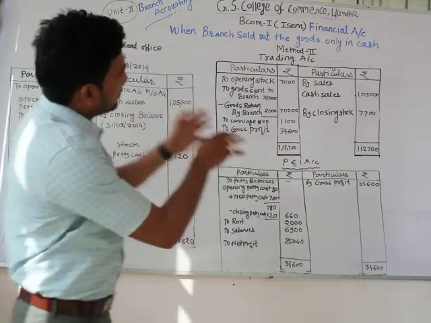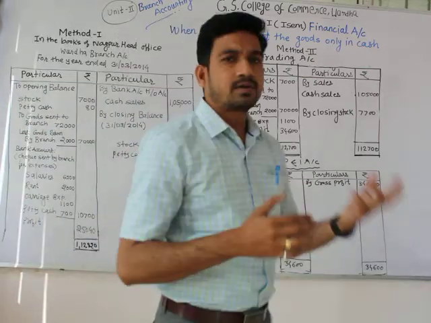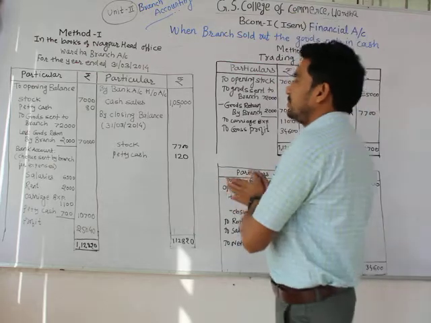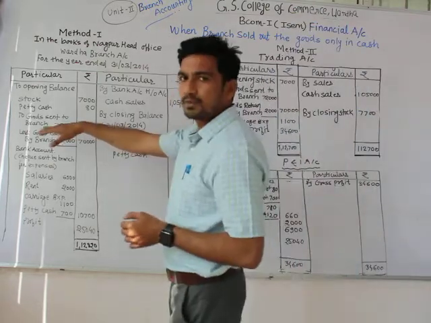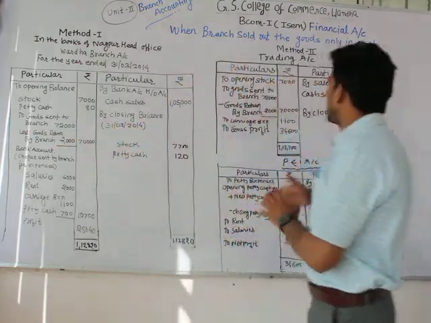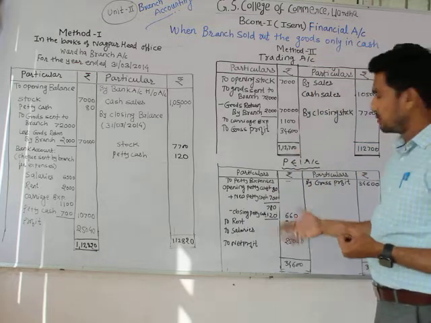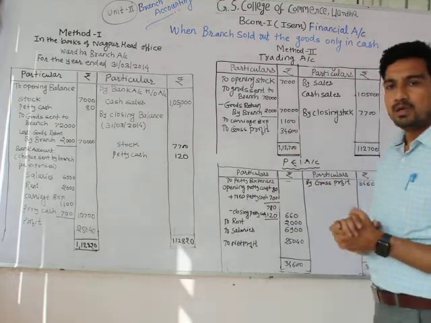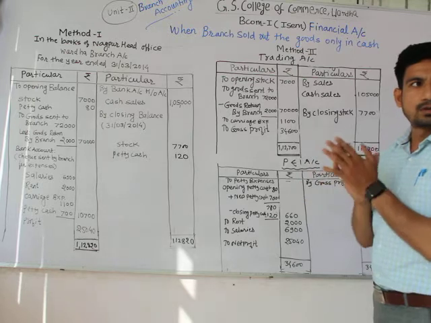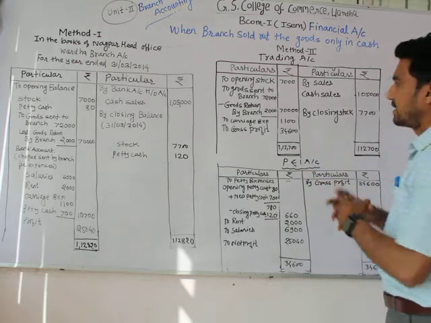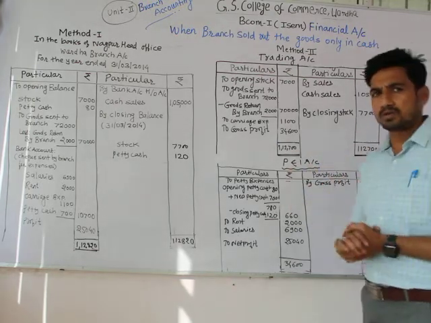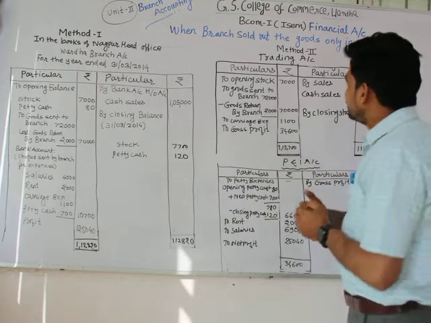Now moving to method 2. Method 2 is not a different thing, but what we did here, we just cut down this particular format into two formats, naming them as a trading account and a profit and loss account. That is also actually a frequent thing for us, we had already solved this type of account, so there is nothing new in it.